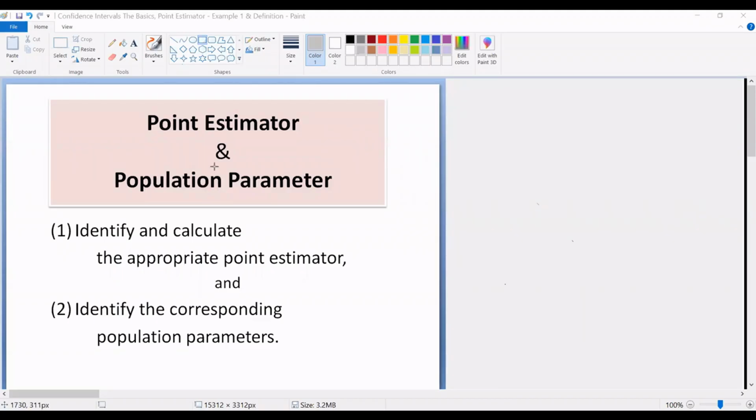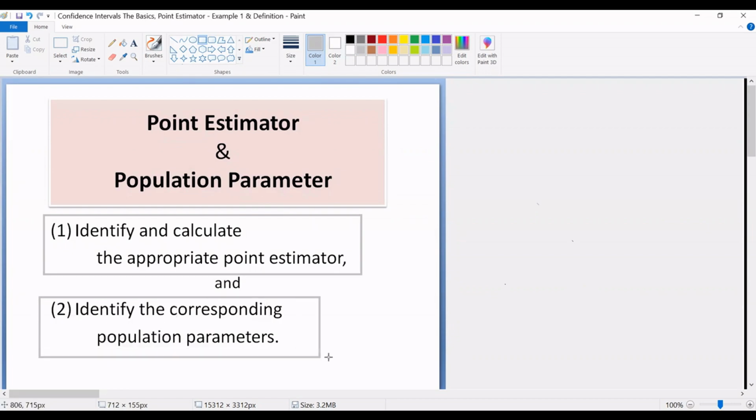Here we go again. We're going to be covering point estimators and population parameters. By the end of the video, we'll be able to identify and calculate the appropriate point estimators and identify the corresponding population parameters.